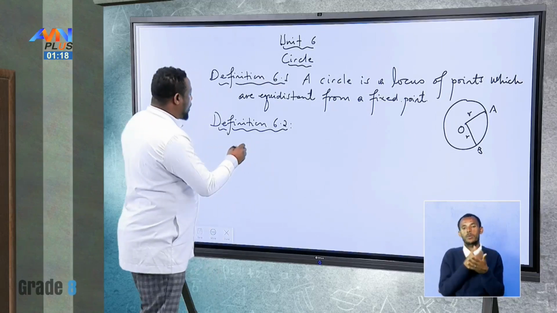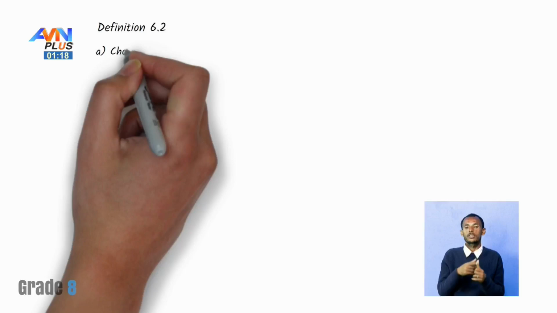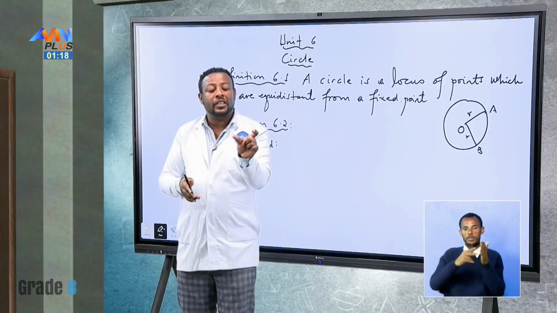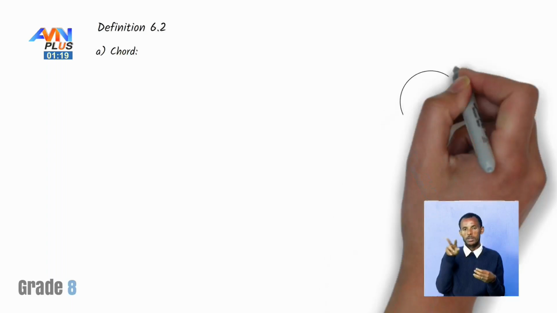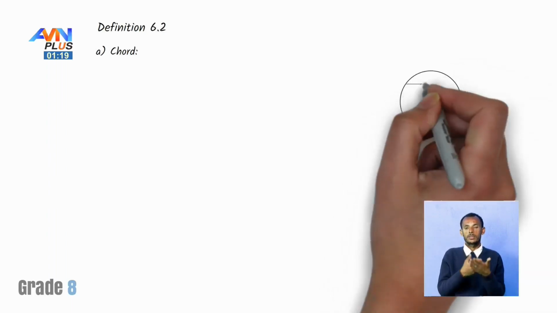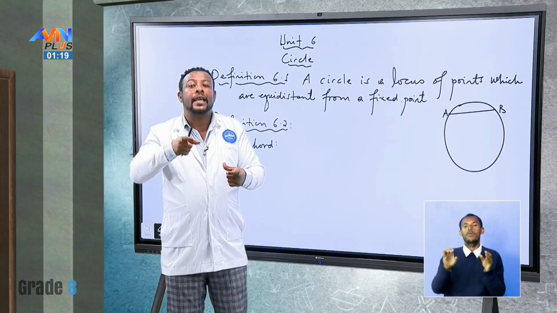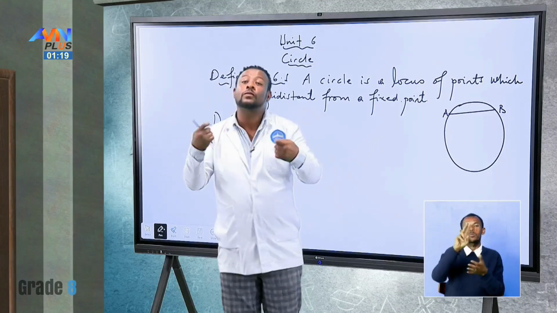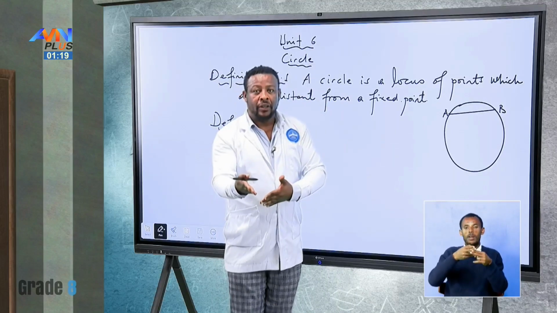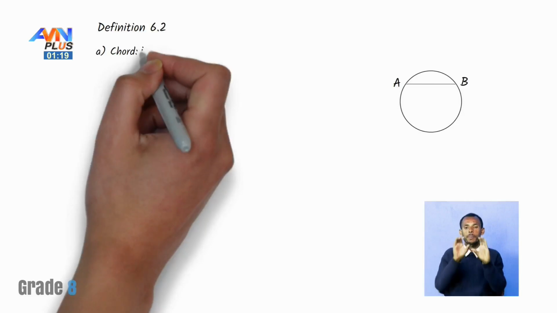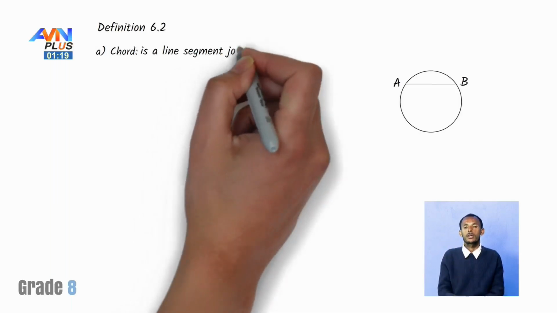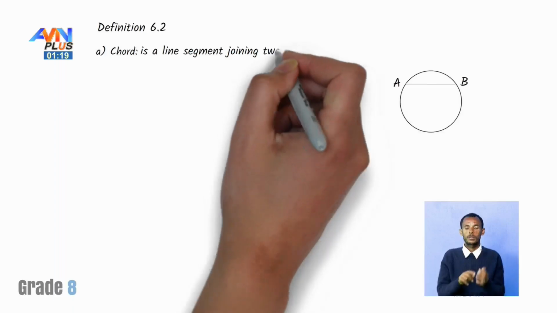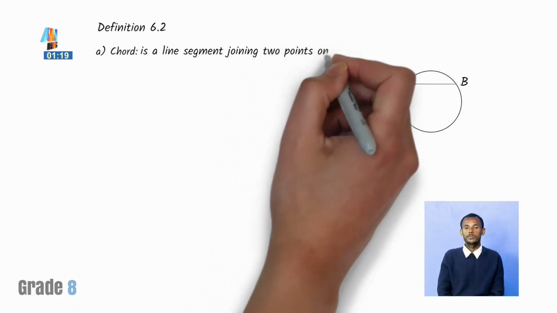The first one is a chord. A chord of a circle is a line segment joining 2 points on the circle, right? For example, if you have a circle like this, say this is a line segment joining the points A and B. By definition, a chord of a circle is a line segment joining 2 points on the circle. Therefore, AB is called a chord. So a chord is a line segment joining 2 points on a circle.